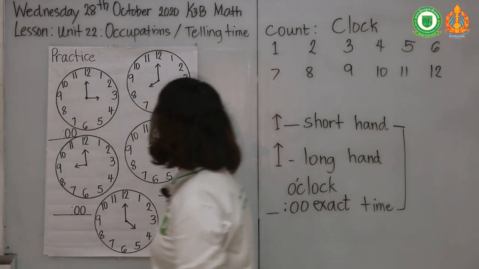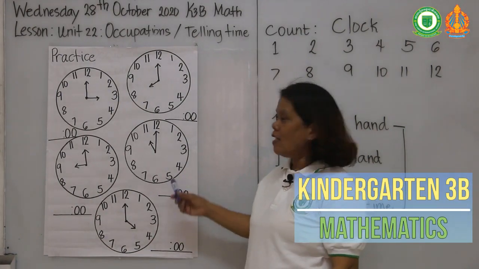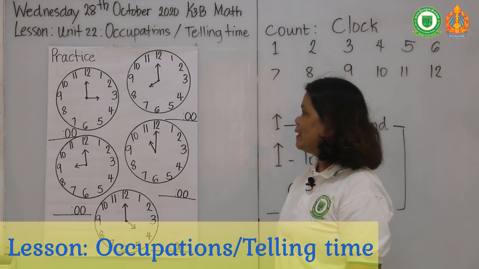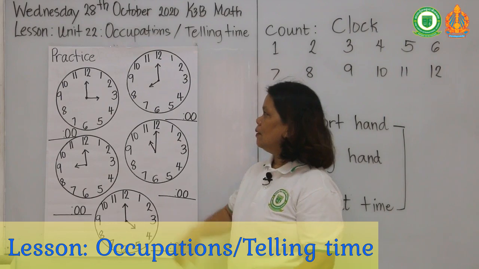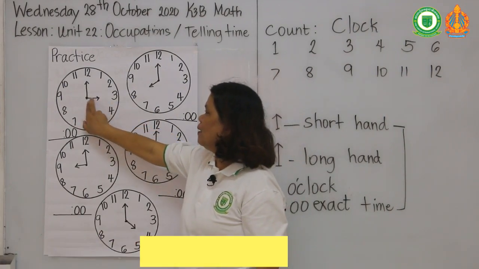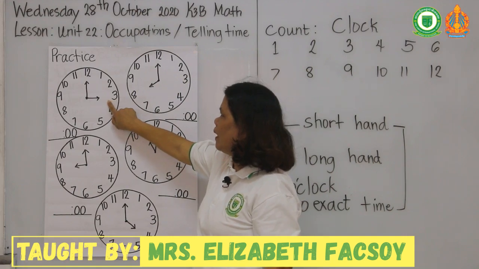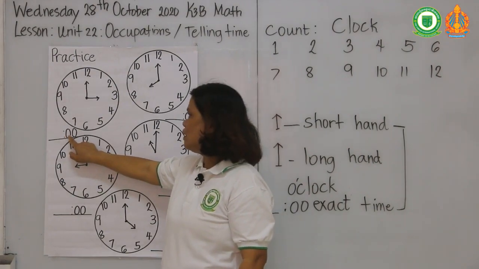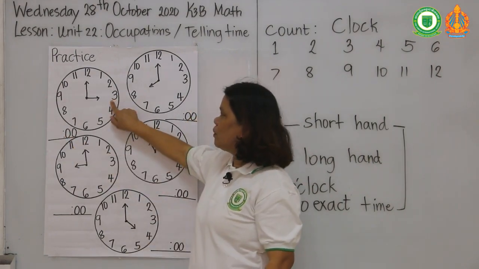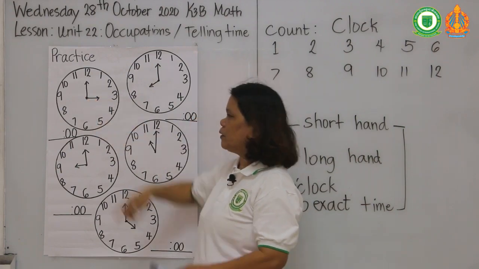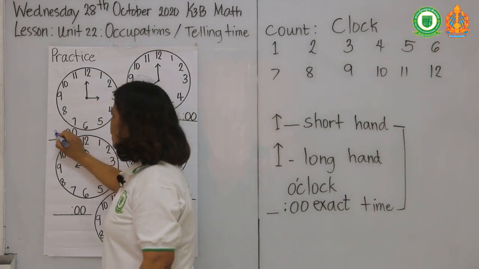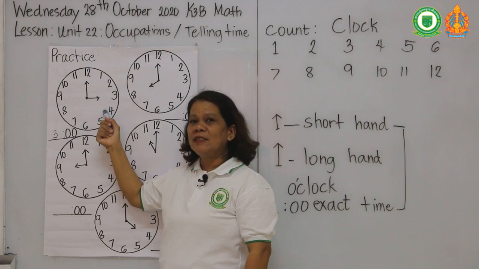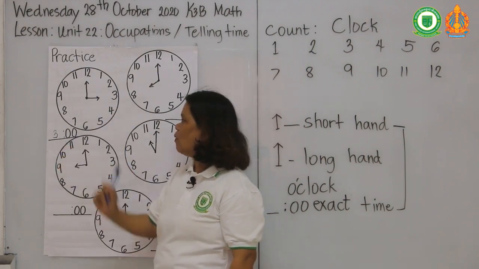Look at the board again. I have 5 clocks here for you to practice. First, you're going to see the short hand. The short hand is pointing to number 3, and the long hand is pointing to 12. This is exact time, so I already put the 2 zeros here and just write number 3. So the time is 3 o'clock. Everybody say 3 o'clock.